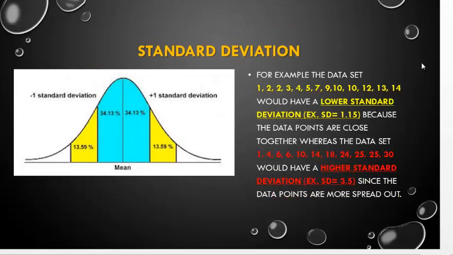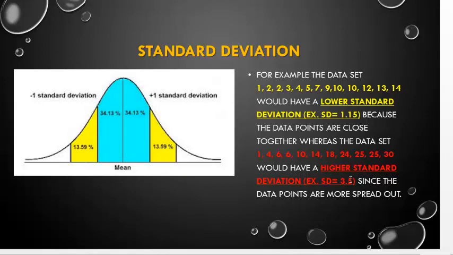For example, because standard deviation can be somewhat complicated, we want to make sure we give you concrete examples to look at. The yellow set of data here will have a low standard deviation, for example, potentially 1.15, meaning it's very closely knit and closely put together. Whereas the data in red would have a higher standard deviation because it goes from 1 all the way up to 30 instead of just 1 all the way up to 14. It would have a standard deviation potentially something like 3.5.